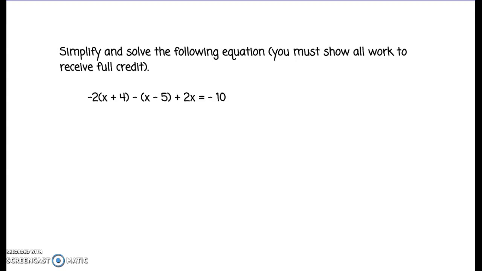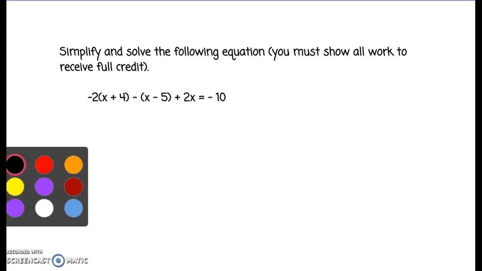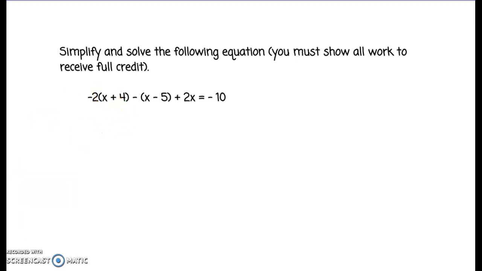Hi everybody, this is to help you with question number 2 on CR number 8, extended response. It says simplify and solve the following equation. You must show all your work to receive full credit. All right, so the first thing we are going to do is distribute.